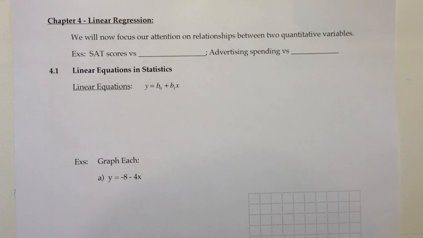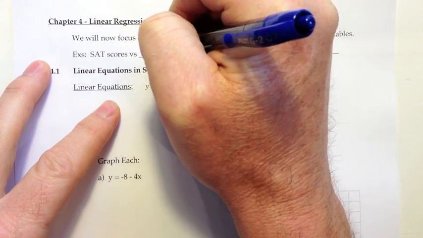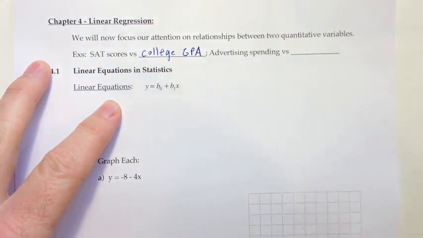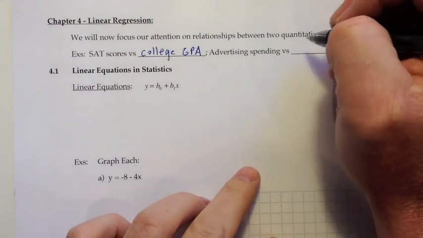Chapter 4, Linear Regression. We will now focus our attention on relationships between two quantitative variables. Examples: SAT score versus college GPA. SAT scores are often used as one of the factors to decide who gets into competitive colleges, and if that is going to be the case, then we'd want to make sure that's justified. So we might want to look to see if higher SAT scores are connected with higher college GPAs and vice versa. Another example might be advertising spending versus revenue from sales.